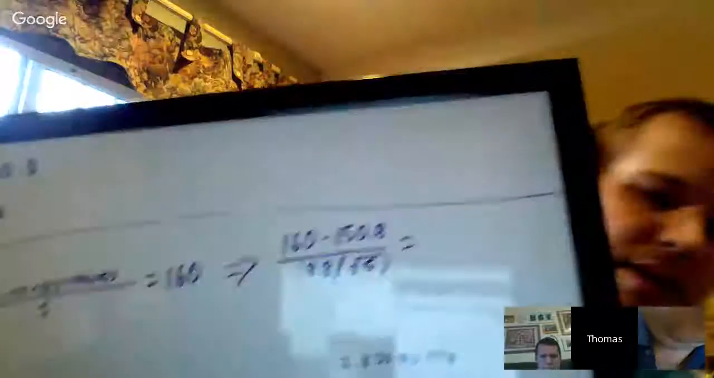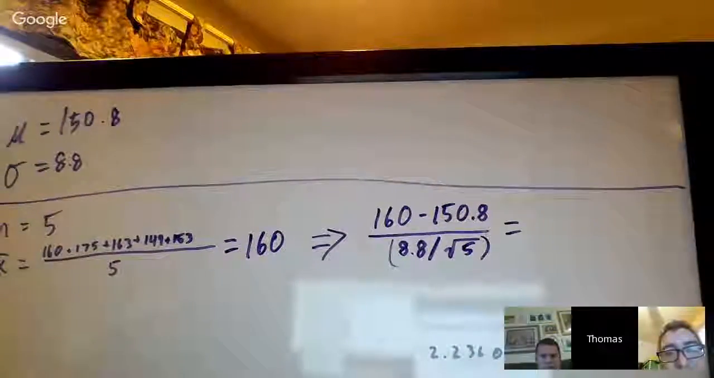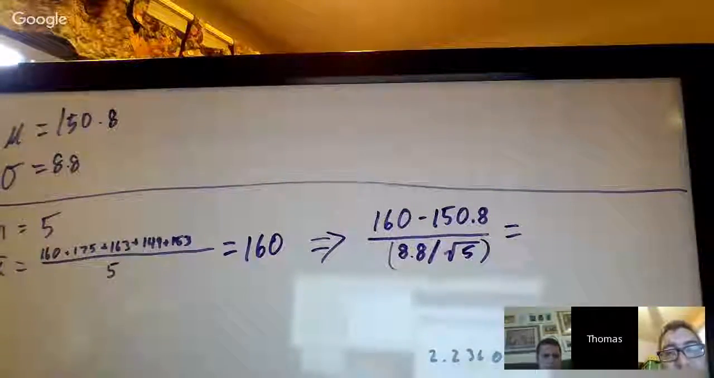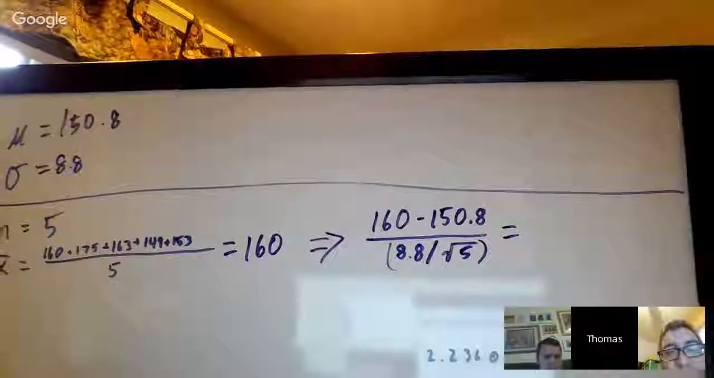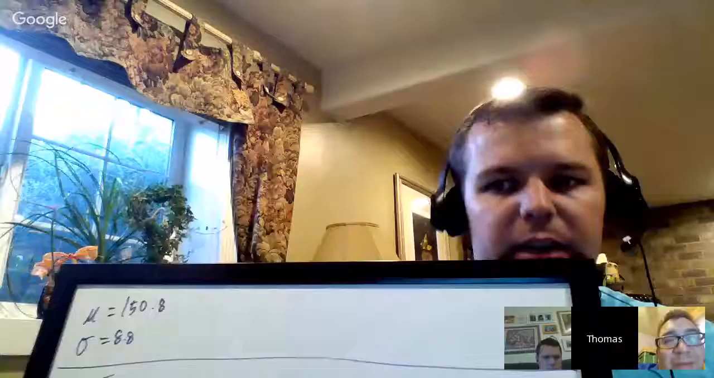So we have the 8.8 divided by the square root of 5 underneath the 160 minus 150.8. And that gives me the answer of 2.338. So this is where you throw in the square root step, I believe, at the end. Okay.